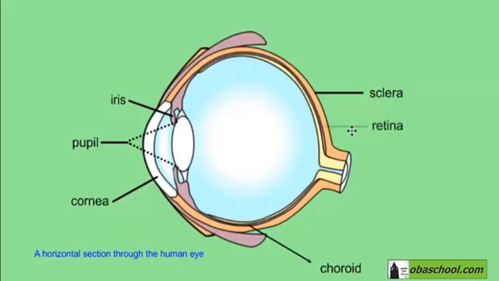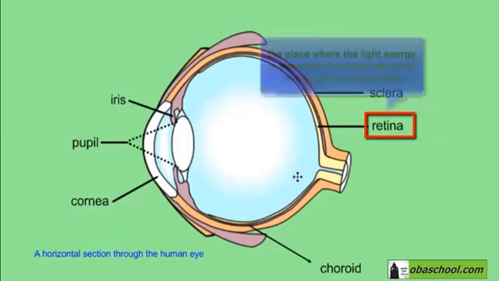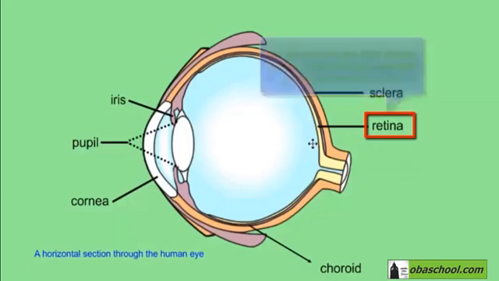The retina is the part that we see as yellow here. As we said, it is the light-sensitive layer of the eye. It is the layer that allows us to form an image. We have receptor cells in it. Light energy is transduced into the electrical energy of nerve impulses that go to the brain so that we can see the image.